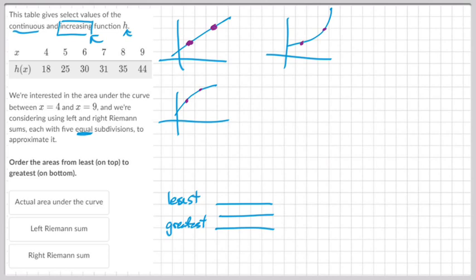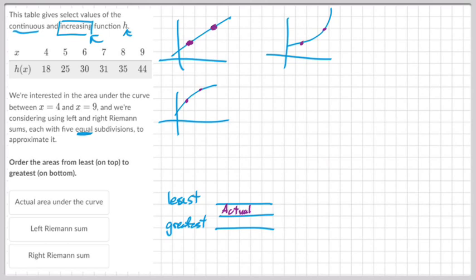So the question is, which one's going to be the least? Because we know that the actual is always going to be in the middle, between the left and the right, it's usually always. I mean, I'm sure you can think of one situation where actual might be the least or the greatest, but most of the time it's not going to be like that. So which one's going to be the least? The left or the right?